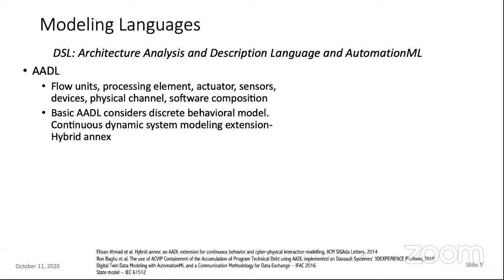Now, basic AADL actually has the discrete behavioral model, but people have also added different annexes, which are essentially plugins which extend the AADL functionality. I'm quite sure that in this audience there are quite a few people who understand AADL much more than me, but nonetheless, for the sake of completeness, I'm just saying this. So the hybrid annex essentially tries to add continuous dynamic systems, like physics-based stuff, with AADL, and it's quite a vibrant community.